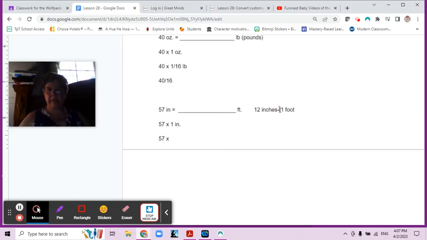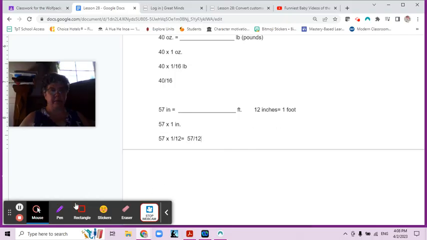So think about that small ruler that we have in class. That's 12 inches, and that's 1 foot. So 57 times, not times 12, because I'm substituting for 1 inch, times 1/12, because my 1 inch is 1/12 of a foot, because I'm going from inches, which are smaller, to feet that are larger. Okay, so 57 times 1/12 is 57 twelfths.